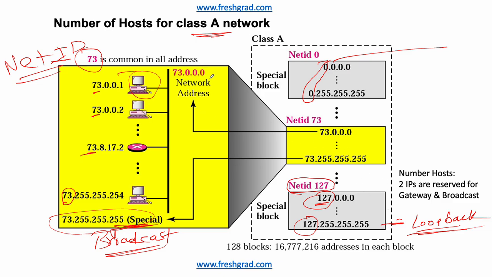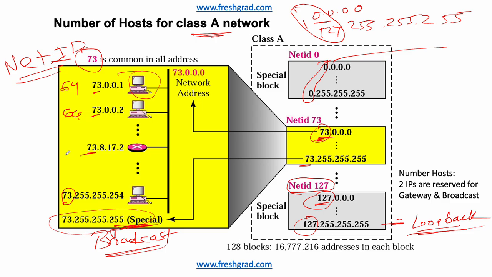So the network ID here you can see is 73, right? But it can be any within this range. What is the class A range? It starts from 0.0.0.0 to 127.255.255.255. So you can have any from 1 to 126. Similarly, if you have 74, you can have 64 as well, or you can have any number.